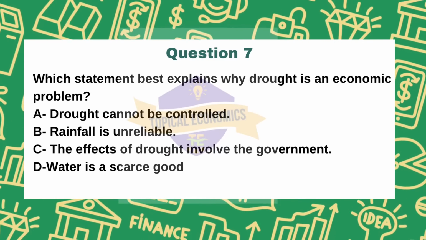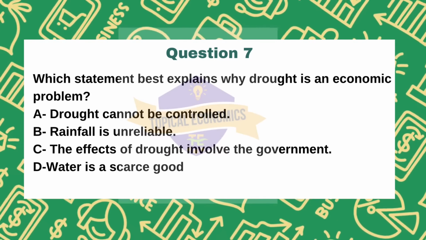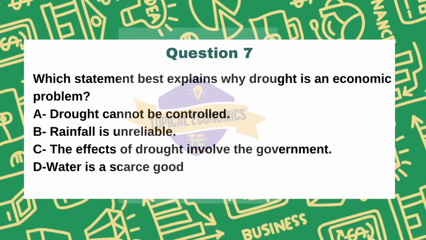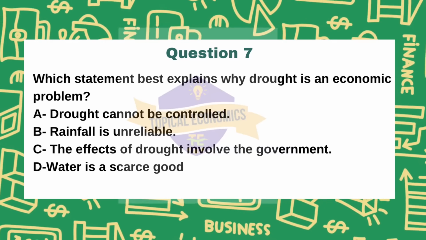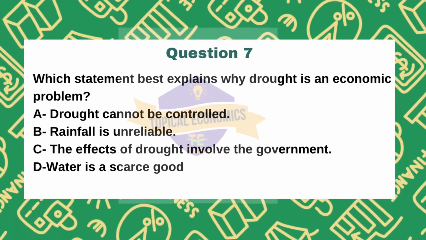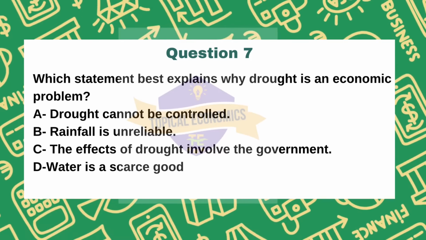Moving to the 7th question. Which statement best explains why drought is an economic problem? A. Drought cannot be controlled. B. Rainfall is unreliable. C. The effects of drought involve the government. D. Water is a scarce good.